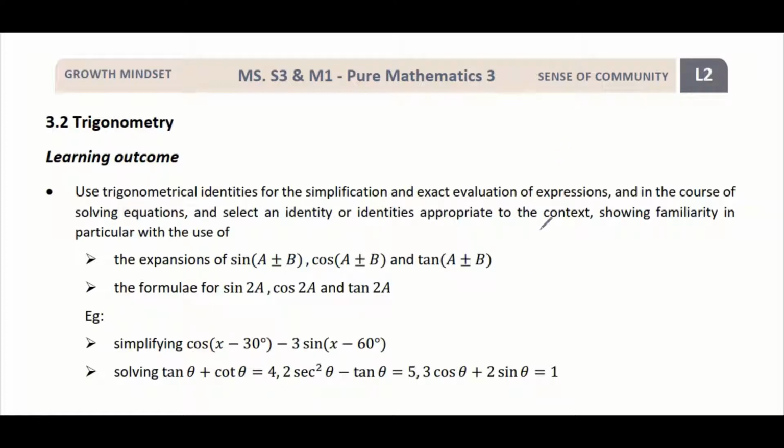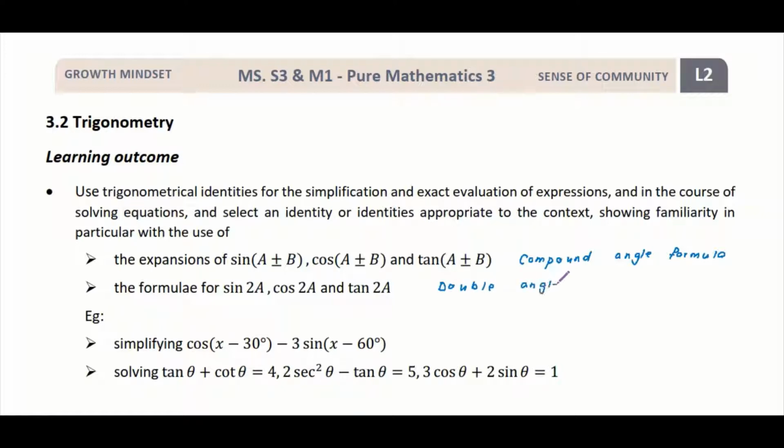Okay, so in short, today you are going to learn two things. The first one is called the compound angle formula, which is what is stated here. You are going to learn the expansion for sine A plus B, A minus B, then cosine A plus B, A minus B, and tangent also. Then the second one is called the double angle formula.